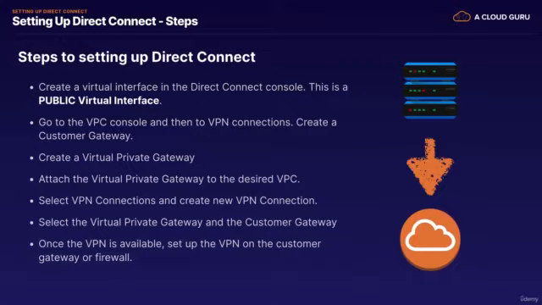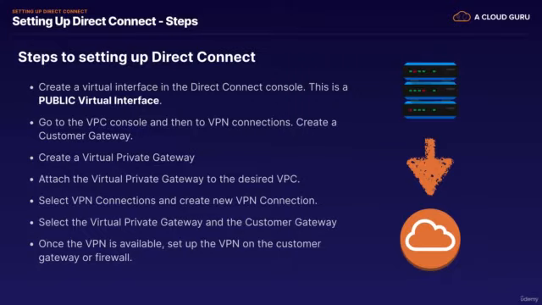So the steps to setting up Direct Connect: you create a virtual interface in the Direct Connect console. This is a public virtual interface. You start with a public virtual interface. Then you go to the VPC console and then to VPN connections and you create a customer gateway. Then you create a virtual private gateway and you attach the virtual private gateway to the desired VPC.